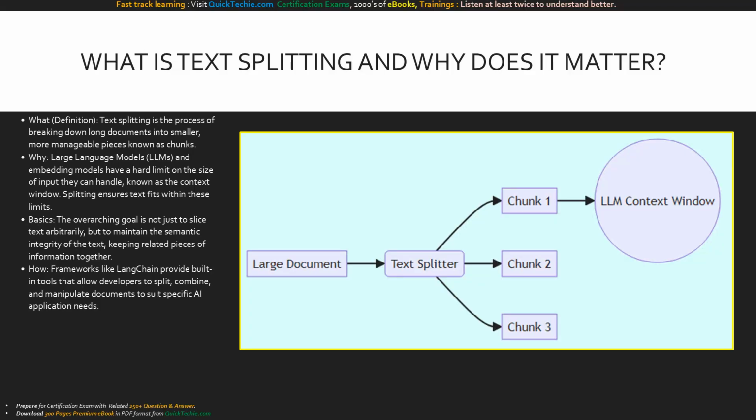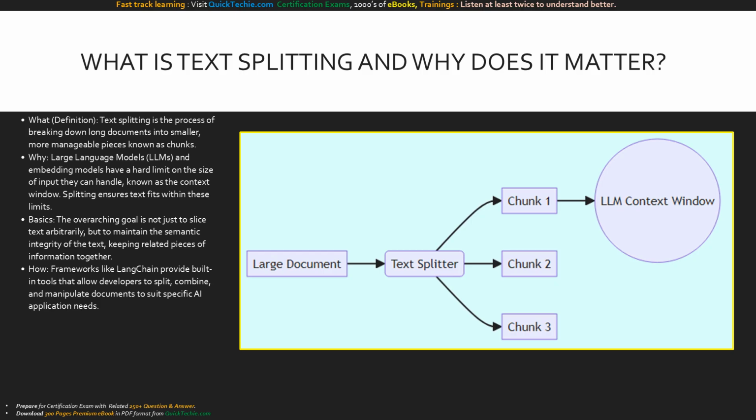When we build retrieval-augmented generation, or RAG, systems, we feed documents into our LLMs. But LLMs have a hard limit on the amount of text they can digest at once, known as the context window. If your document is 100 pages long, you simply cannot feed it all in one go. This is where text splitting comes into play. It is the process of breaking long documents into smaller pieces.